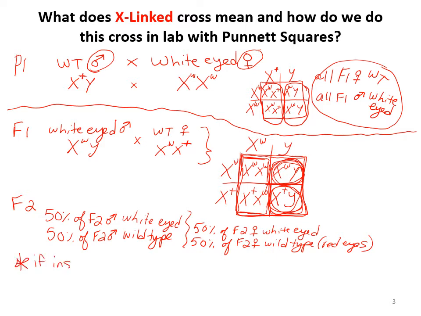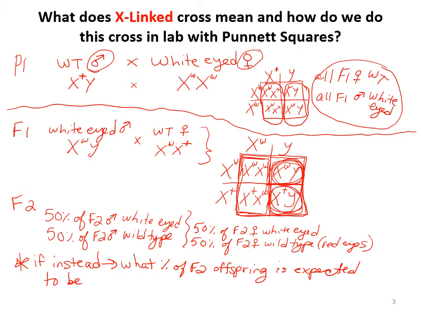So if instead I asked what percent of F2 offspring, meaning now you're looking at all 4 of those squares in the Punnett square, what percent of F2 offspring is expected to be male with white eyes? What would you say?